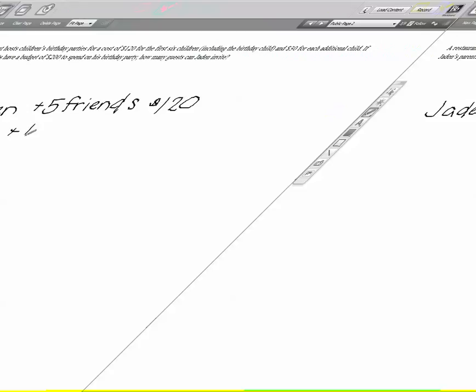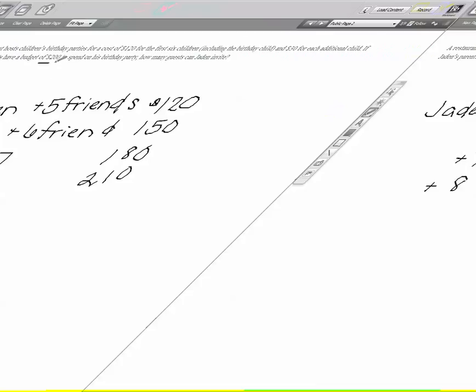So if he wants to bring a 6th friend, so in addition to his 5 already, that's $30 more, so that puts him at $150. If he wants 7 friends, that would put them at $180. If he wants 8 friends, that would put them at $210, which is too much because they only have $200 to spend. So Jaden can invite 7 friends to his birthday.